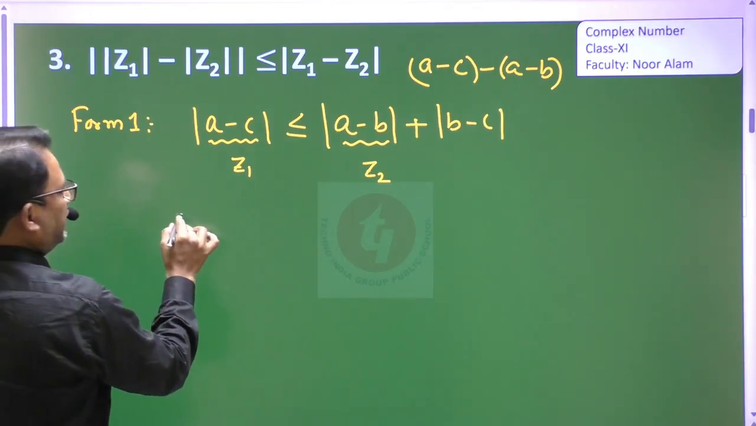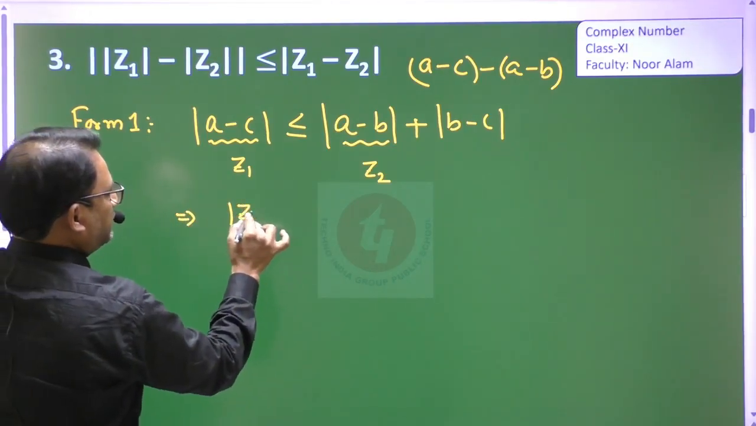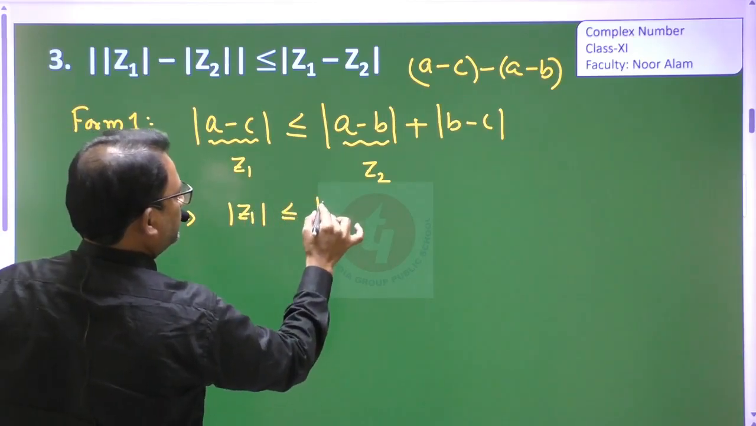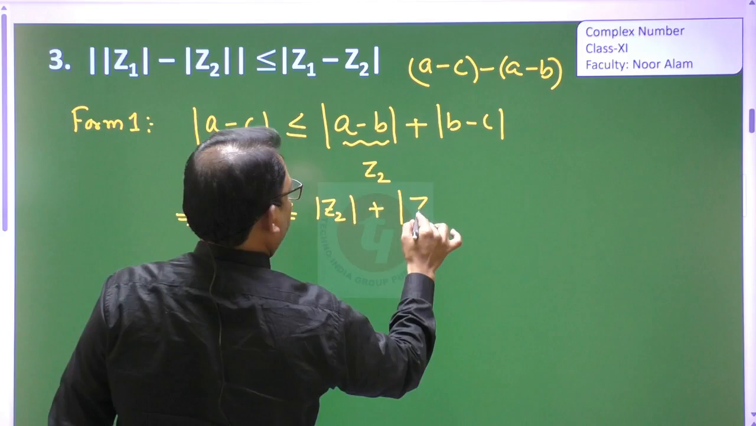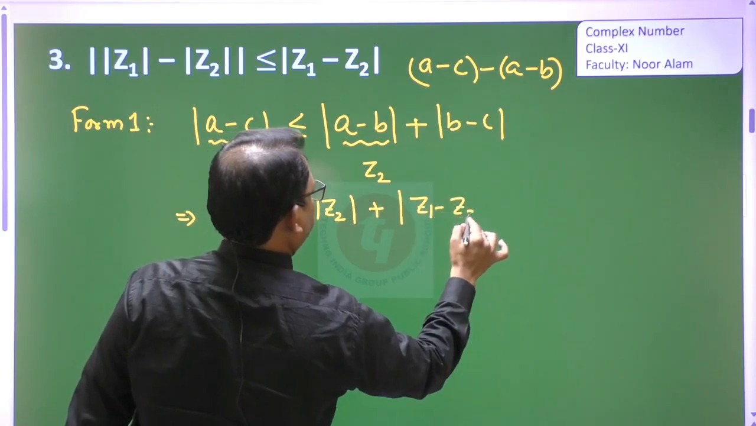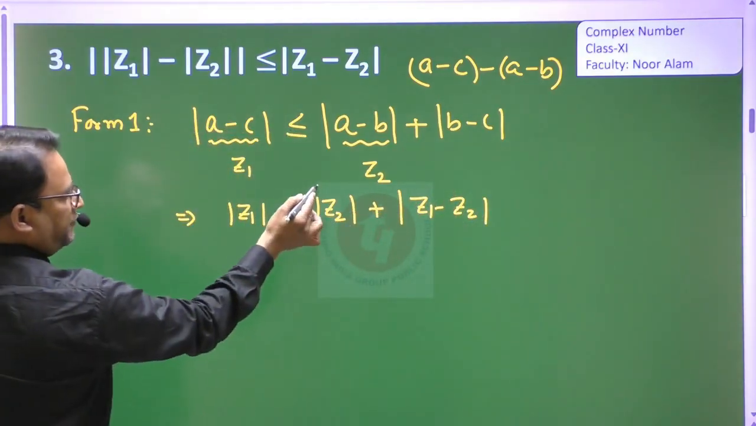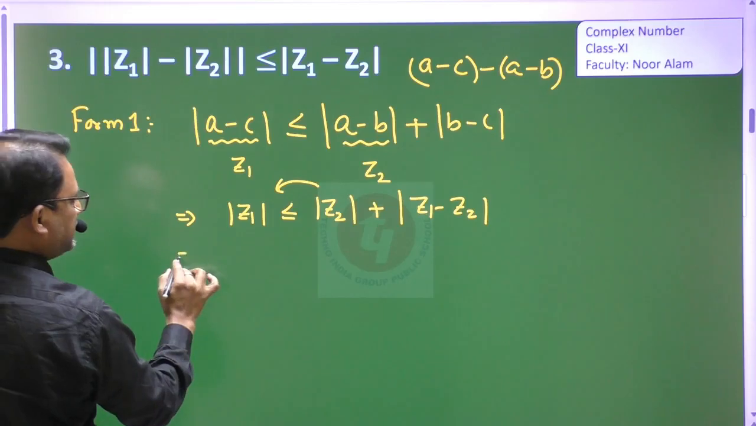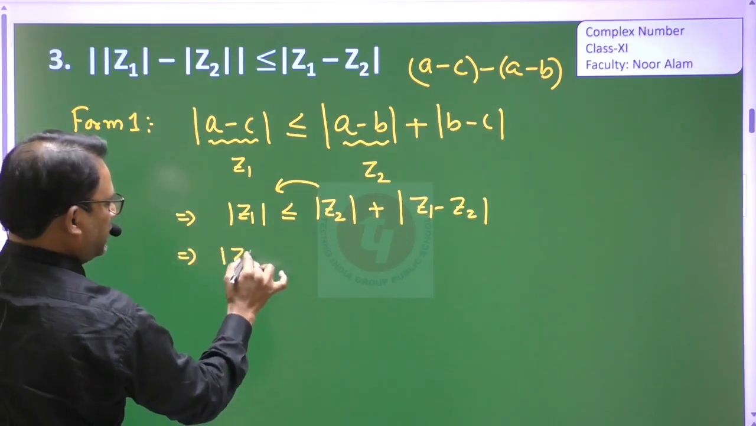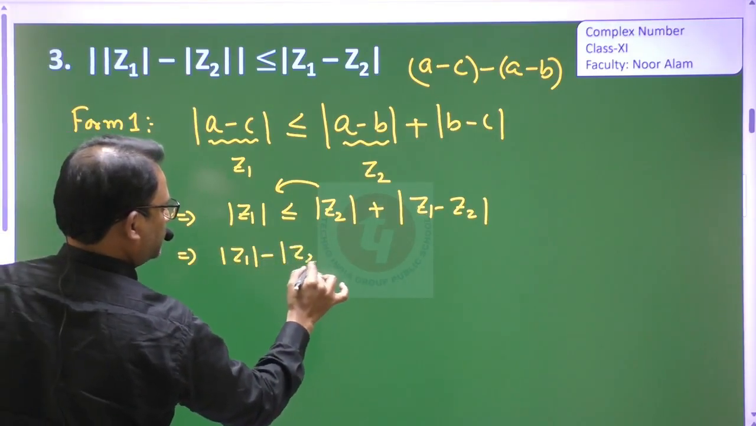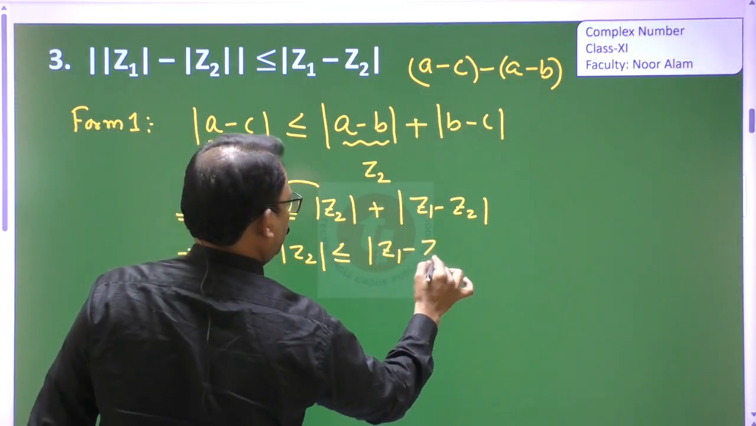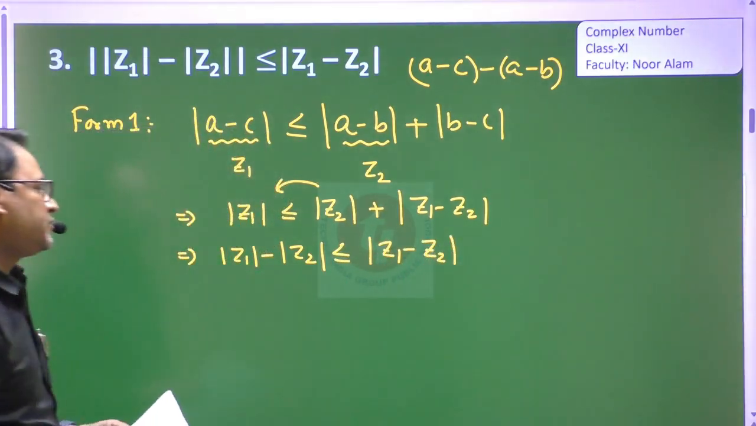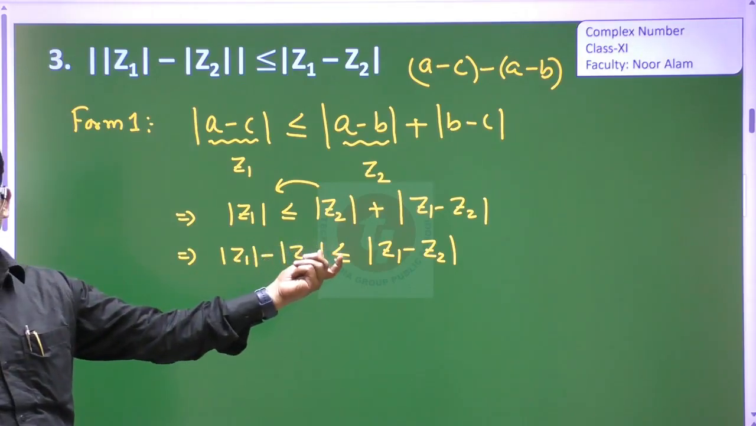So here we can write mod of z1 is less than or equal to mod of z2 plus mod of z1 minus z2. If I shift mod of z2 to the left hand side, it will be mod of z1 minus mod of z2, which is less than or equal to mod of z1 minus z2. So this formula is true for every z1 and z2.